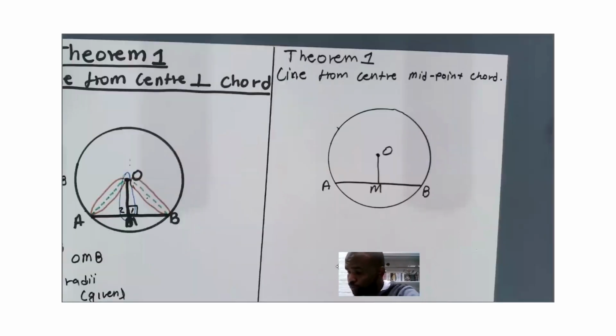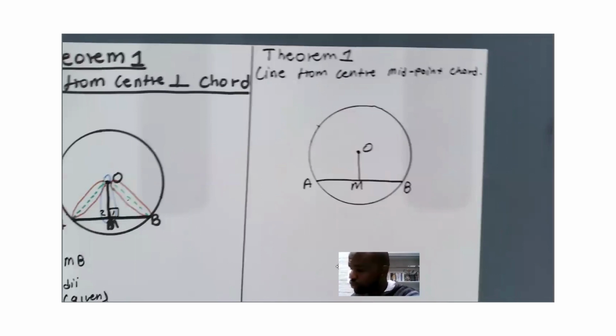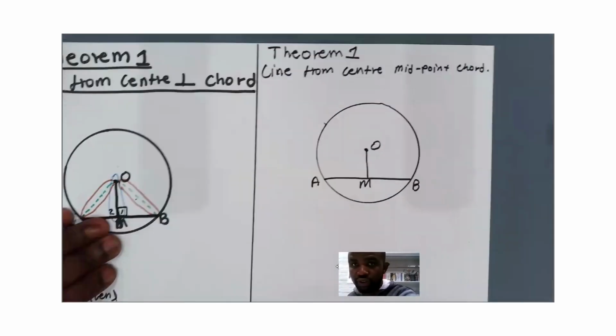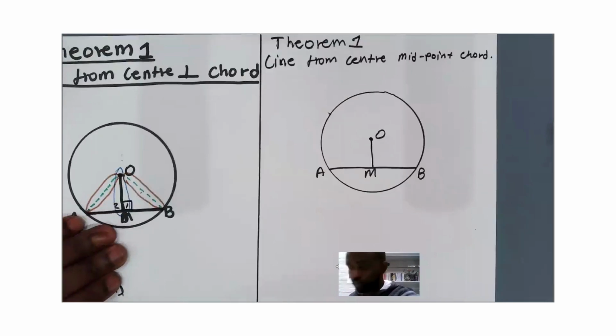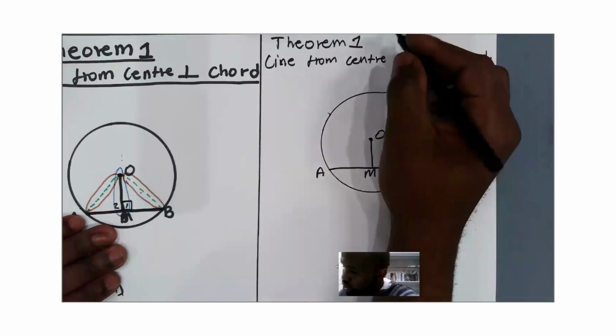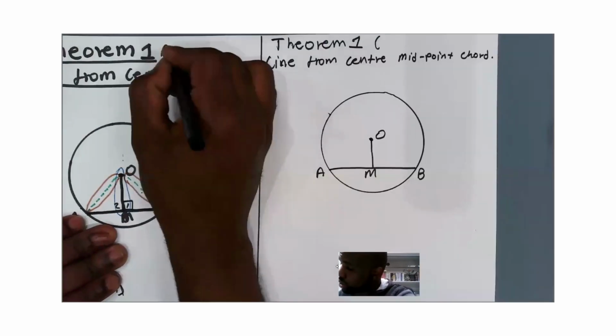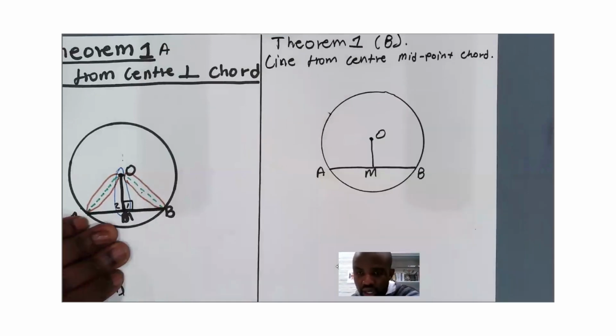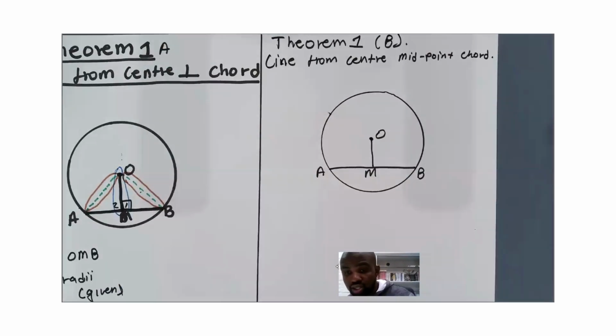And then now we're going to do theorem 1. It's part of theorem 1, this one. We call it theorem 1. This was theorem 1A. This one is B. Why B? Because it's a theorem that is the converse of the first theorem, meaning it's an opposite of the first theorem.